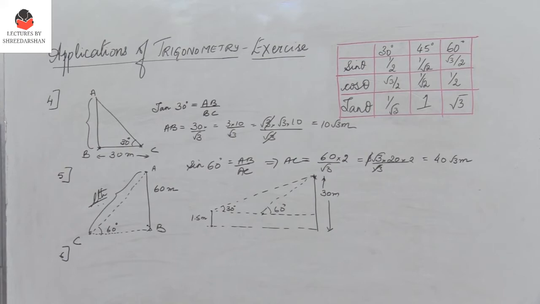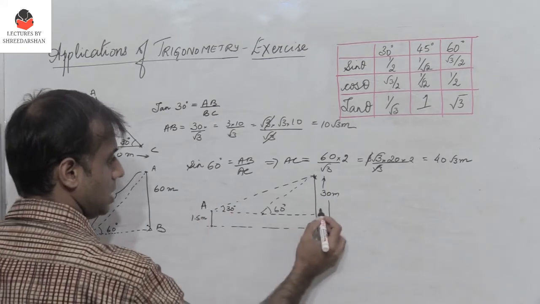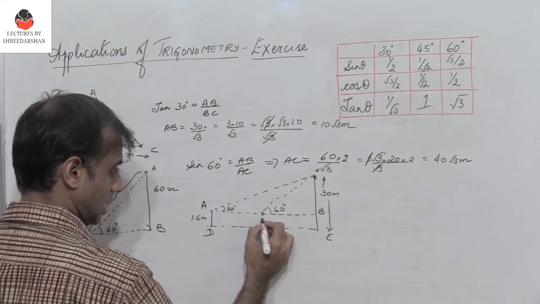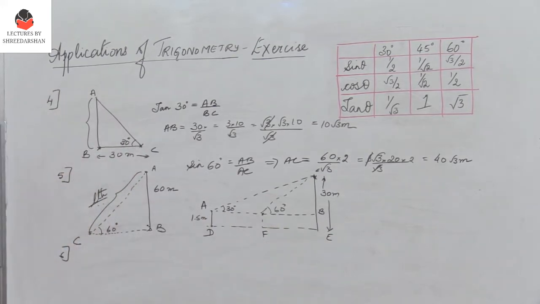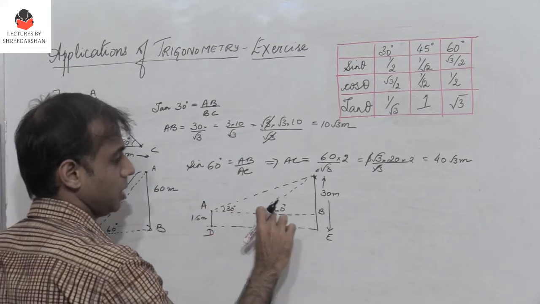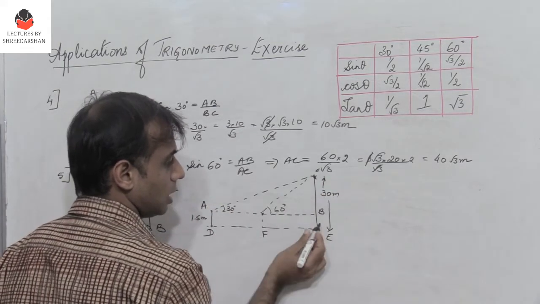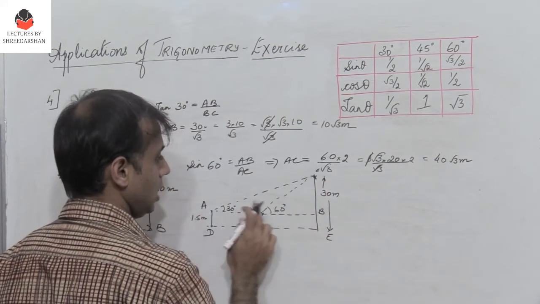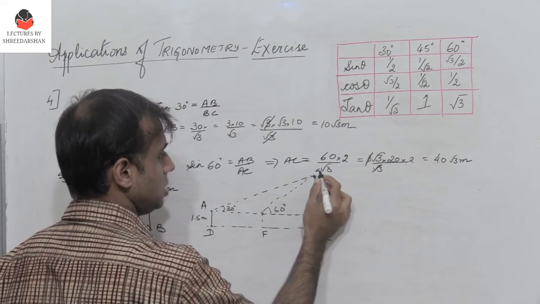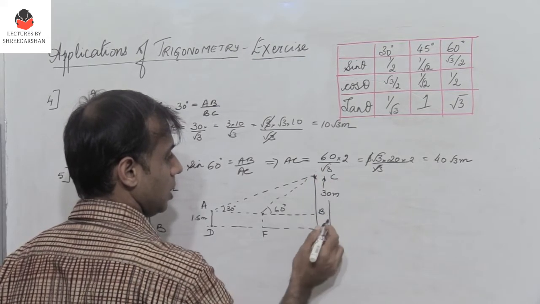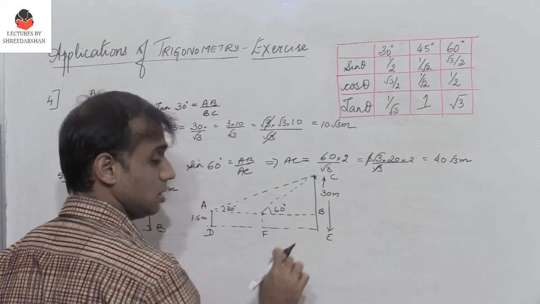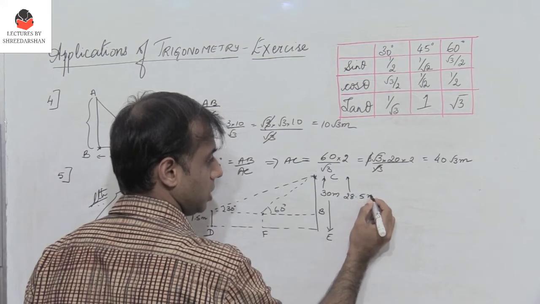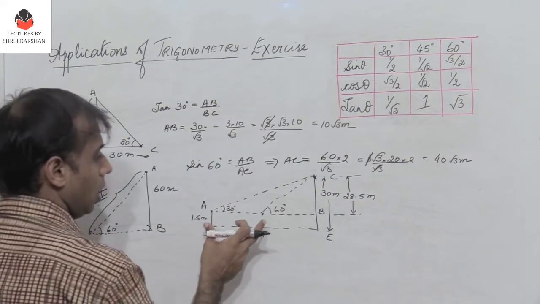Okay, so let this be A, B, C, D, and then let this be E and let this be F. Now the height of the boy is 1.5 meters, right? So that also includes the height of the building, which is 30. So if this is A, B and this is C, BC is 30 minus 1.5. So this BC is 28.5 meters.